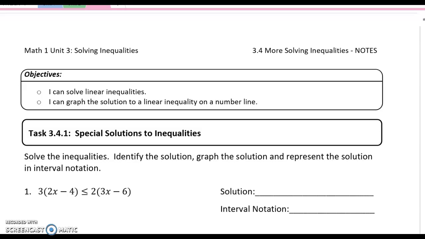Section 3.4, we're solving more inequalities. In this lesson, again, we're going to continue to solve some of these linear inequalities. Again, we're going to graph a solution to the linear inequality on a number line.